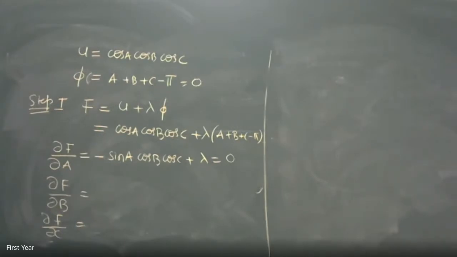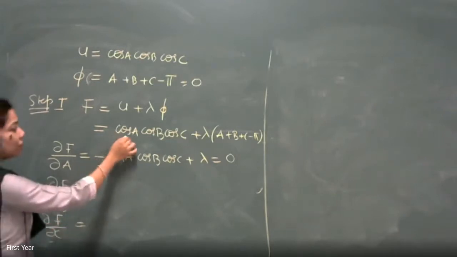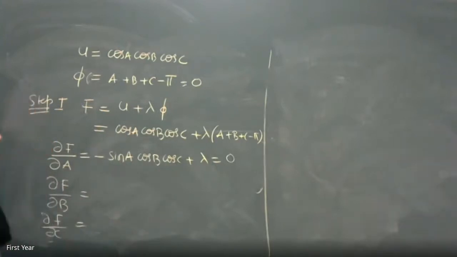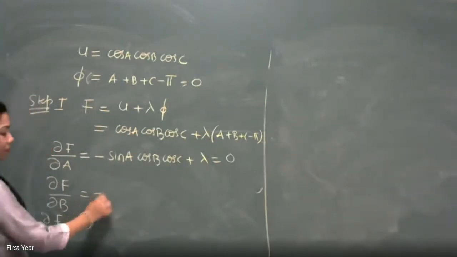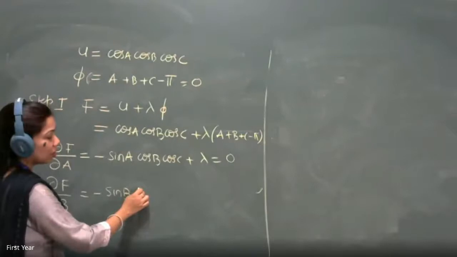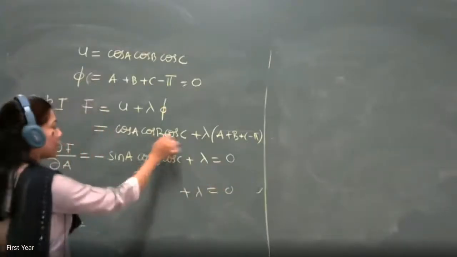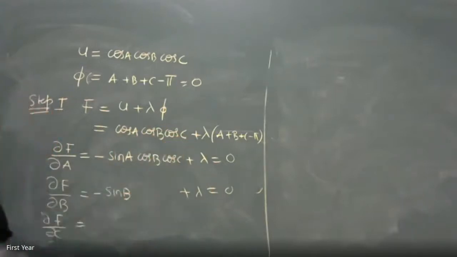Tell me the derivative of f with respect to b. This function f, you have to differentiate with respect to b. So cos A and cos C will be constant. What's the derivative of cos B? Minus sin B, plus lambda. But cos A and cos C are constant, so they won't be differentiated.